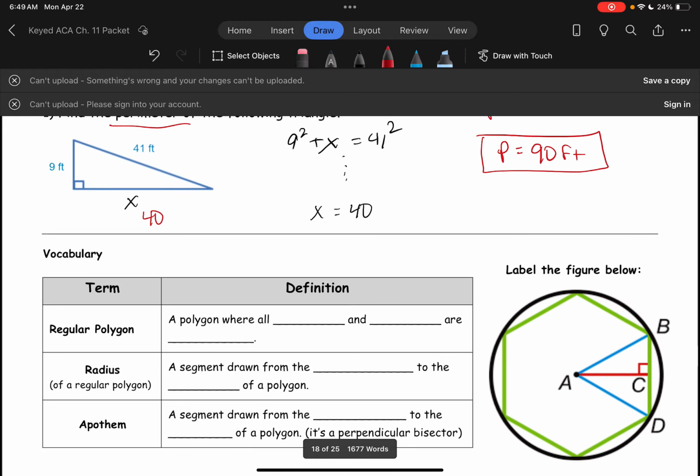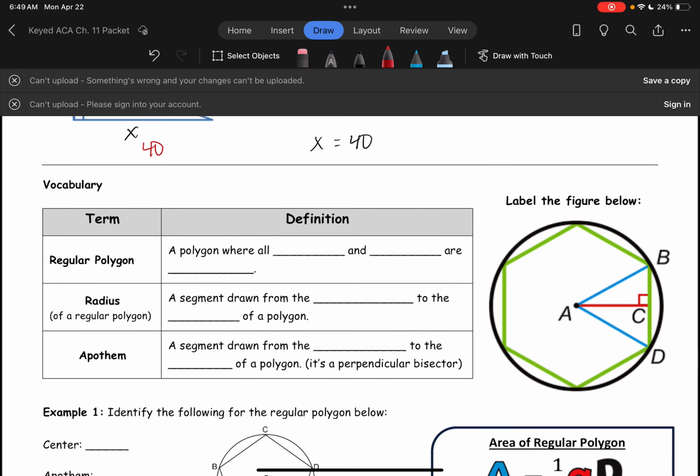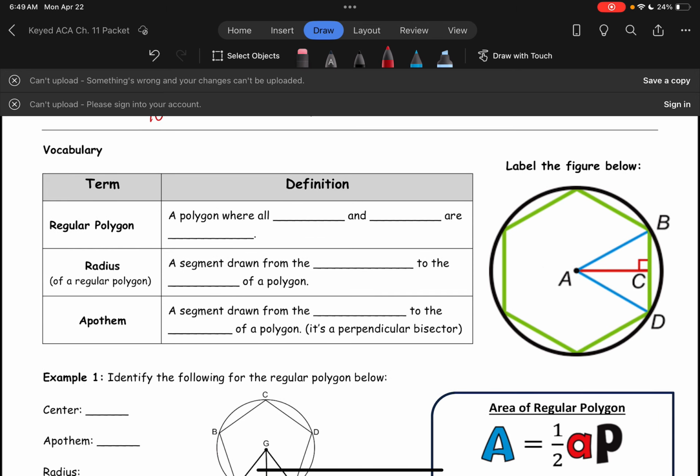And jumping into the notes now, again, we're looking at the area of regular polygons. So to start off, we want to go ahead and identify what does it mean for a polygon to be regular. A polygon to be regular indicates that we have a polygon where all sides and angles are congruent. So for a polygon to be regular, all sides and angles must be congruent.